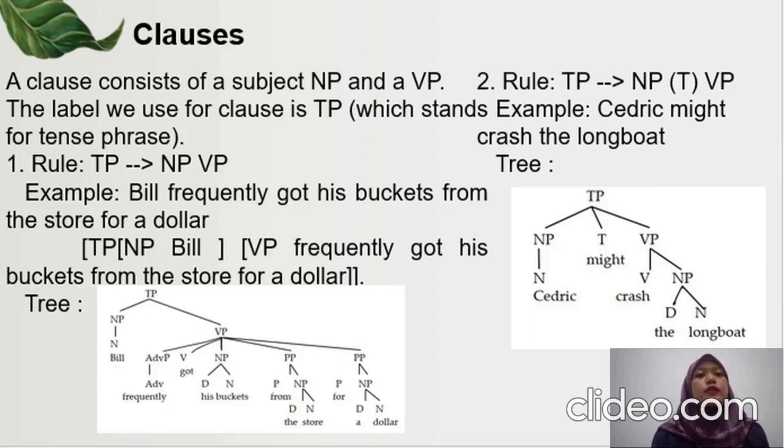The second rule indicates that a tense phrase can consist of a noun phrase serving as the subject, optionally followed by a tense element, and then a verb phrase representing the predicate. In the example, Cedric served as the subject NP, might represents the tense element, indicating stability or probability, and crossed the long boat forms the VP, indicating the action performed by the subject.